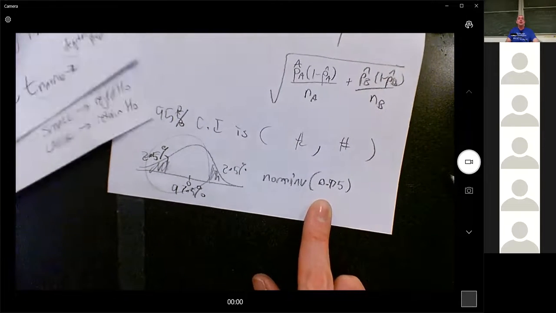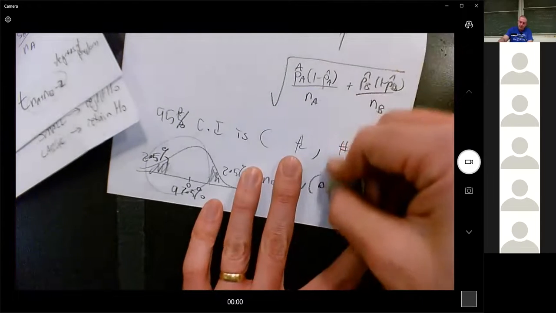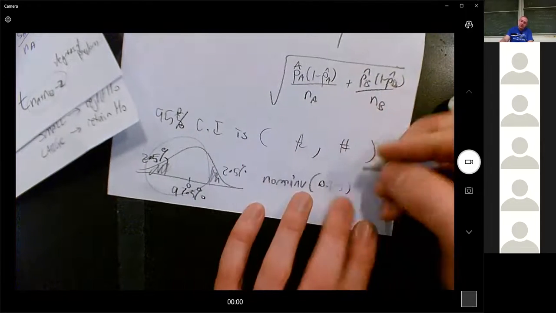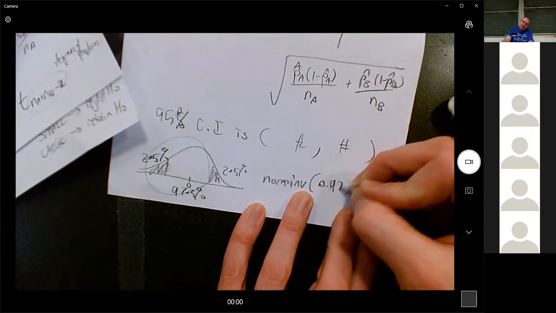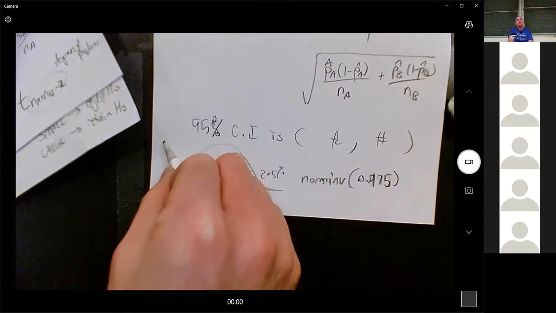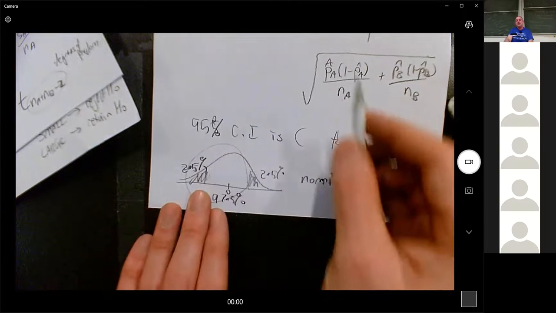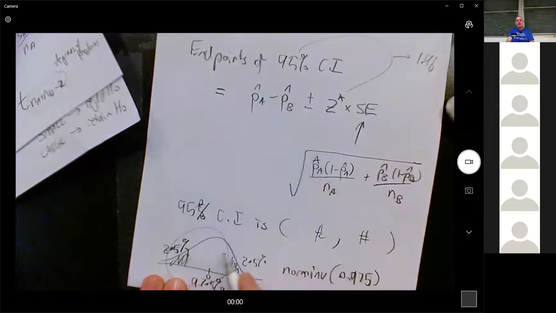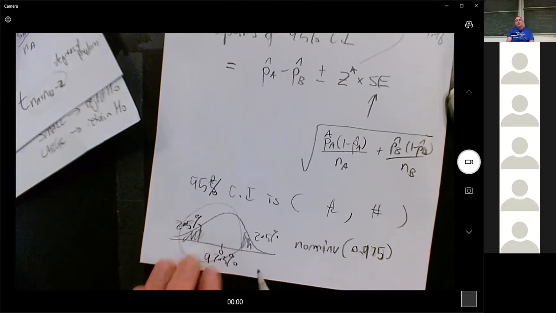0.975. Yeah, it's because you have to tell it the area to the left, and the Z star is the one that has 95% in the middle, which means it has 2.5% on either side, which means there's 95% in the middle and 2.5% down the bottom, so 97.5% to the left.